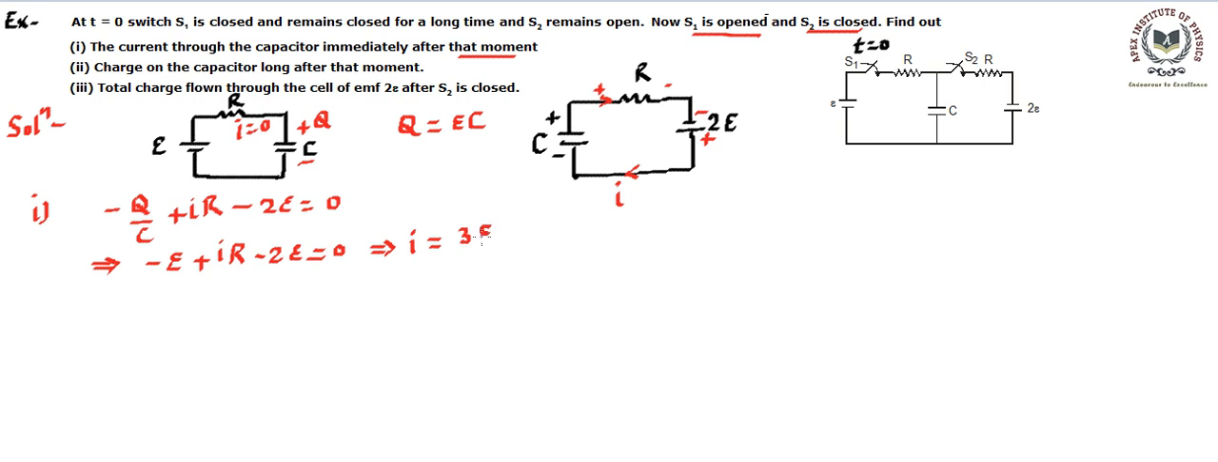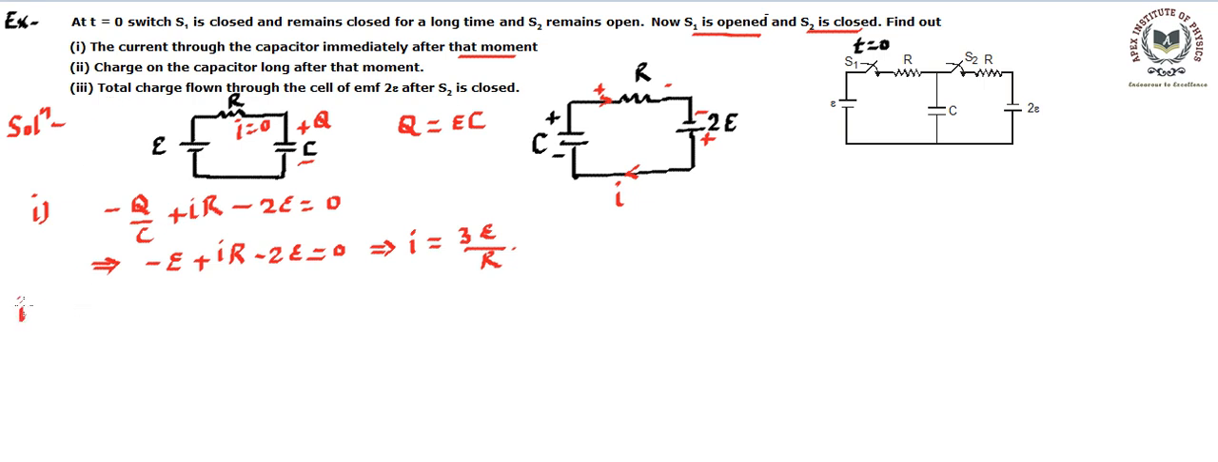So the first part is looking for the current just after that moment through the capacitor. So this capacitor will have this current, and since this came out to be positive, the sense of the current that has been shown in the figure is correct, right? Now let's come to the second part.